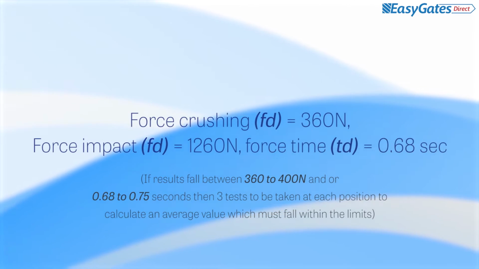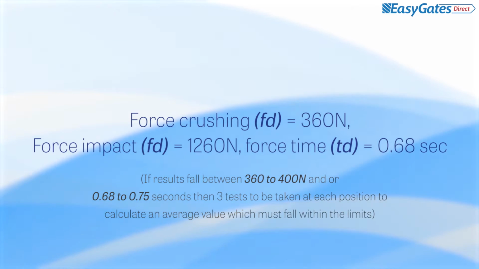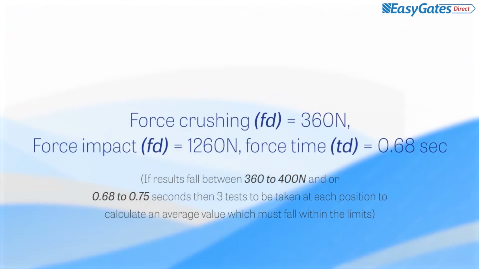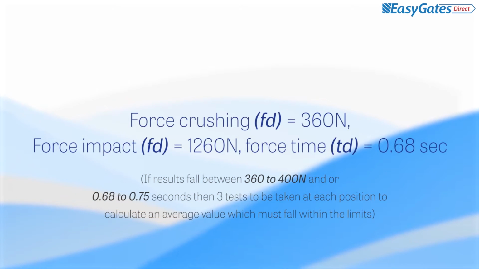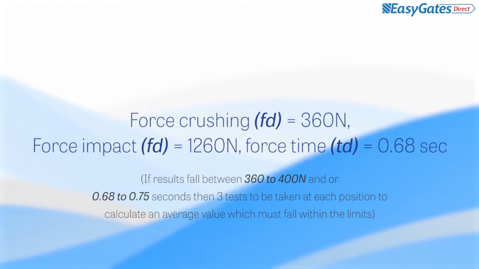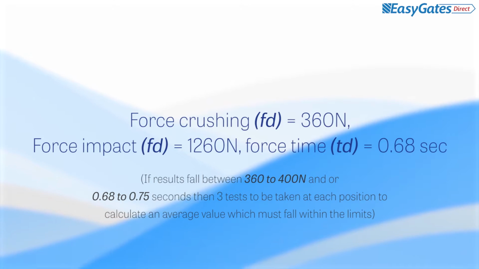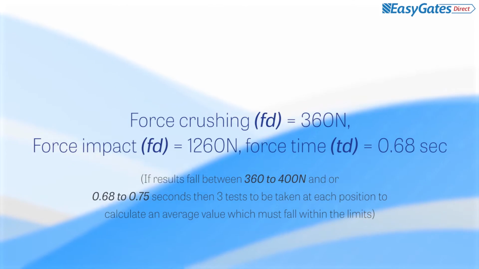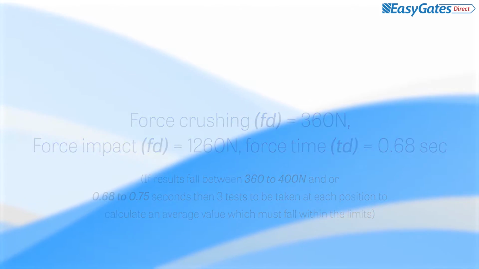For the purposes of these tests, the code of practice has set the benchmark for acceptable pass values at 90% of the limits described in the standard BS-EN 12453. If the results fall between the 90 to 100% values, then 3 tests are to be taken at each measurement position to calculate the average value, which must fall within the limits.